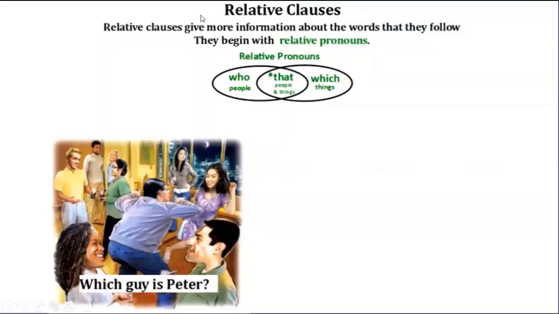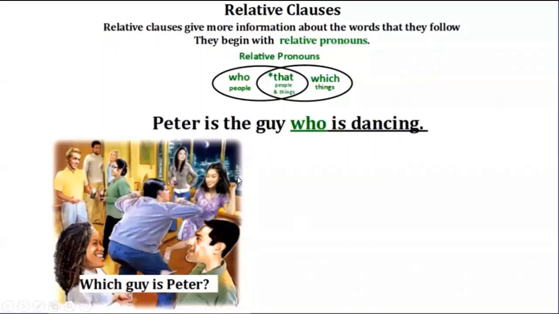So take a look at the girl. She has a question and she says, oh, so which guy is Peter? And the man responds, Peter is the guy who's dancing. If I ask you guys, what is the relative clause? What can you say?